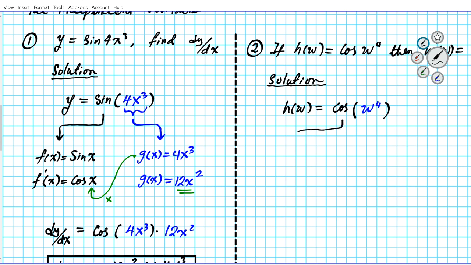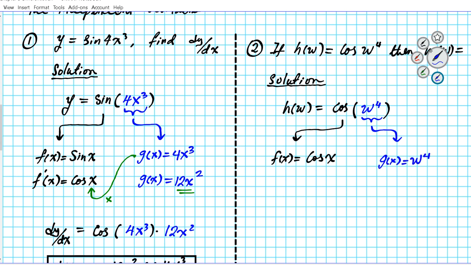Alrighty, so let's decompose. The outer function, we're going to call that f of x, which is cosine x. We're doing exactly what we did here, so you can refer to that to review if you want. And then the inner function is the quartic monomial w to the fourth power. So g of x is w to the fourth.